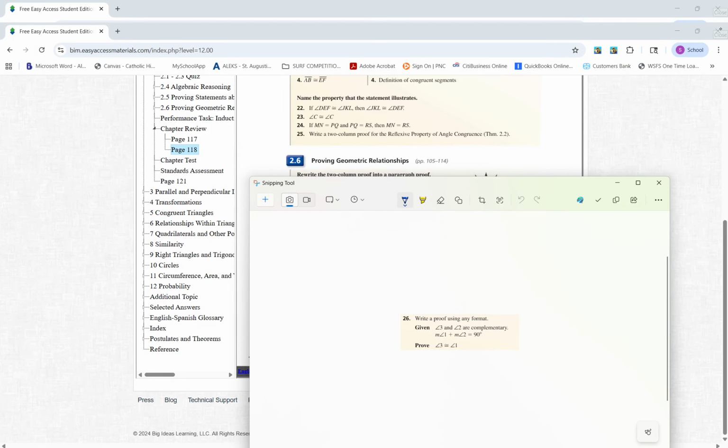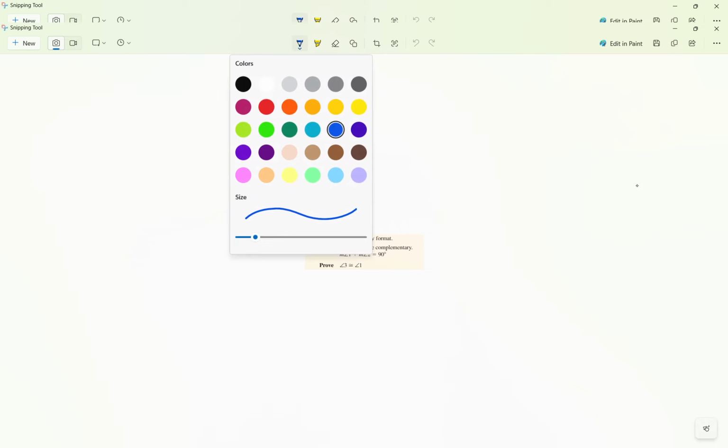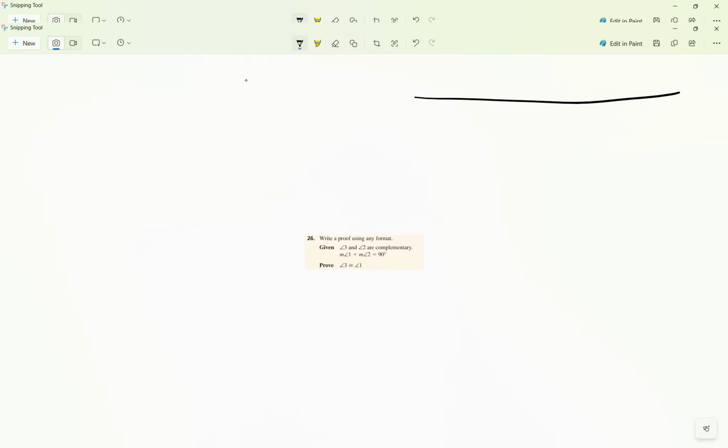Okay. It says use any format, and we're not doing that. We have, of course, only one format that we use in this class. It is the 2-column proof. So the left side is our statements. Right side is the reasons. All right.